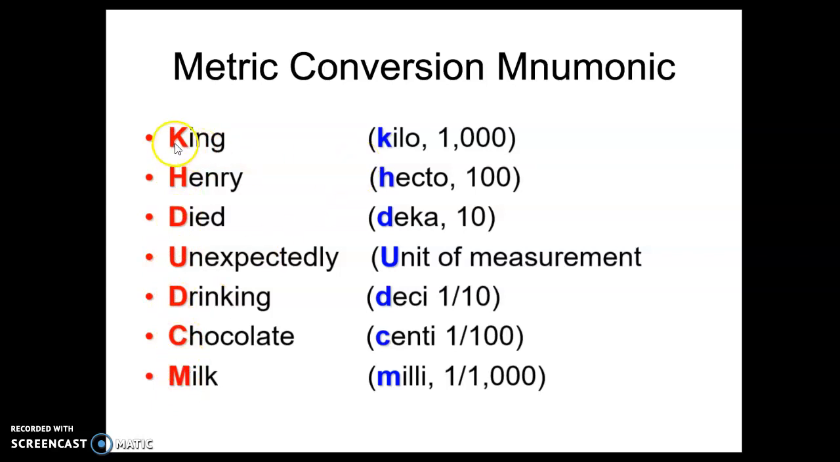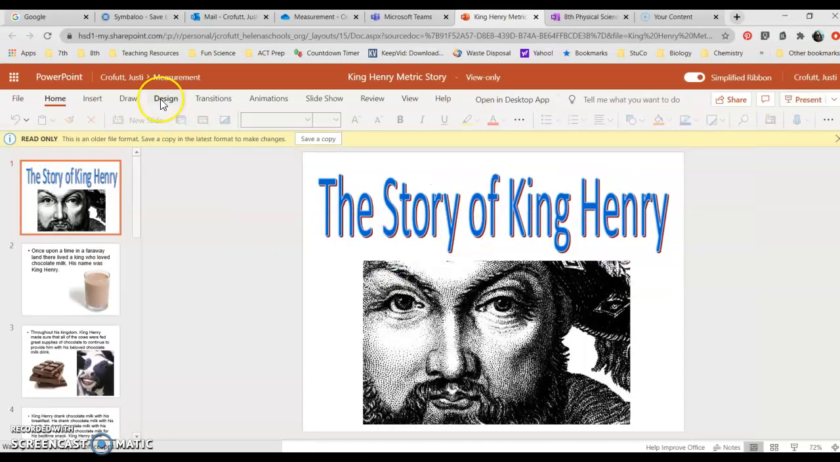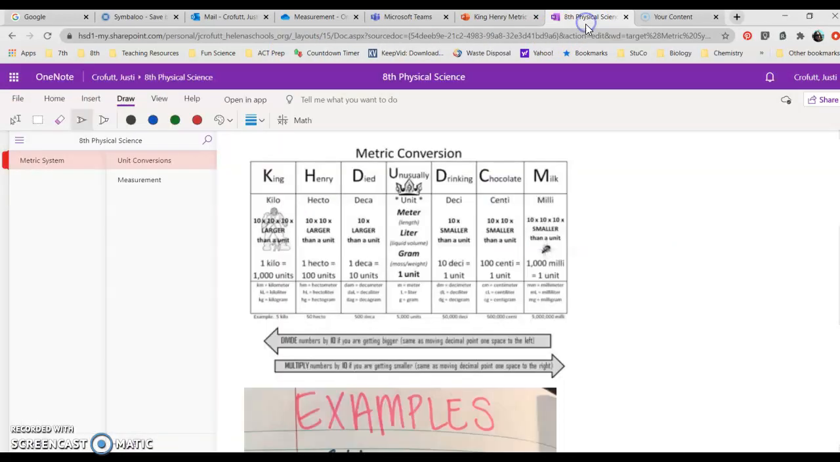So if you guys can remember that, you'll know that King stands for kilo, Henry, hecto, died, deca, unexpectedly, that's going to be your unit of measurement, or what we call our base unit. And I'll talk about that here in a second. Drinking, deci, chocolate, centi, and milk, milli. Okay? All right, so let's go back into your notebook.